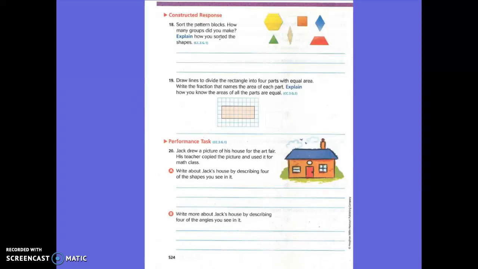Okay, boys and girls, number 18 says sort the pattern blocks. How many groups did you make? Explain how you sorted the shapes. So we said there are more than one way to sort. One of the ways that we said we could sort is by sorting by the number of sides. And you would have 3 groups if you did by number of sides.